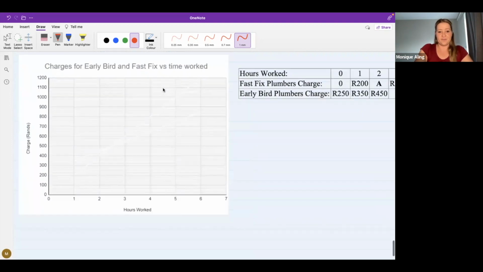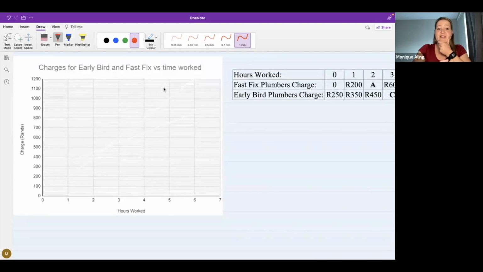So I'm going to give you a few moments to try draw this graph. Everything is set up for you, so it'll be a quick setup. You don't have to think. Your headings are already there for you. Your axes have already been labeled. You've got your intervals. You're going up in hundreds on your y-axis, and you're going up in ones on the x-axis.